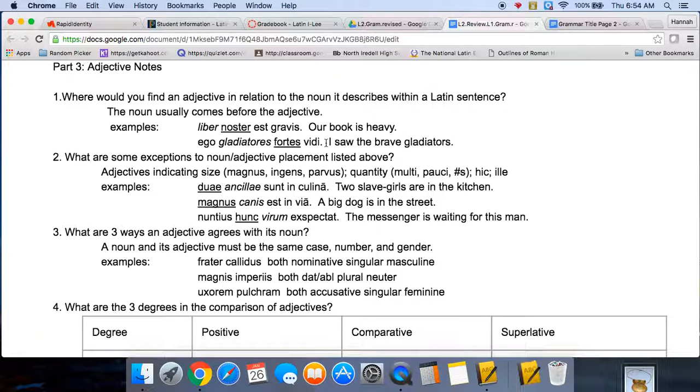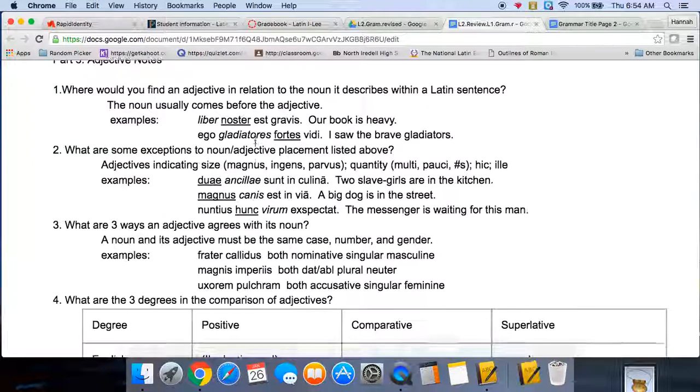Ego gladiatores fortes vidi. Fortes means brave or strong, and it comes after the word gladiator. So it looks like this sentence is saying, I saw the gladiators brave, but we would want to turn that around in English for I saw the brave gladiators. Notice that liber noster are both nominative and singular, and notice that fortes and gladiatores are both accusative plural. Each of these examples happen to have a noun and adjective pair that are in the exact same declension. That's why the endings are the same.